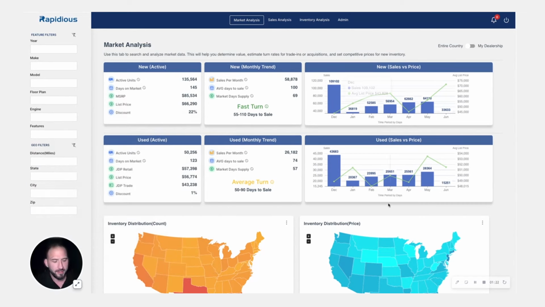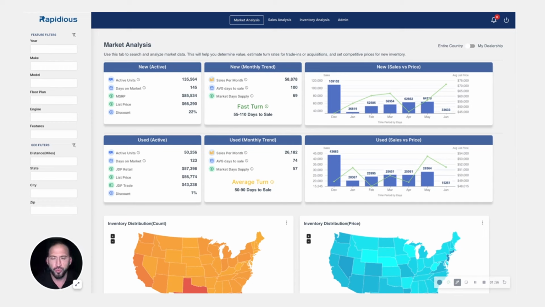What you're looking at here is our market analysis page. And what you'll use this page for is acquisitions. For any new unit you're bringing into your inventory, whether it be new or used, whether it be pricing a consignment unit, pricing a unit you've just purchased, or helping you make a better decision when it comes to appraising someone's trade-in. You and I both know that JD Power is a fantastic tool and it's a good data point, but it's just one data point, and unfortunately they're 60 days behind in data.